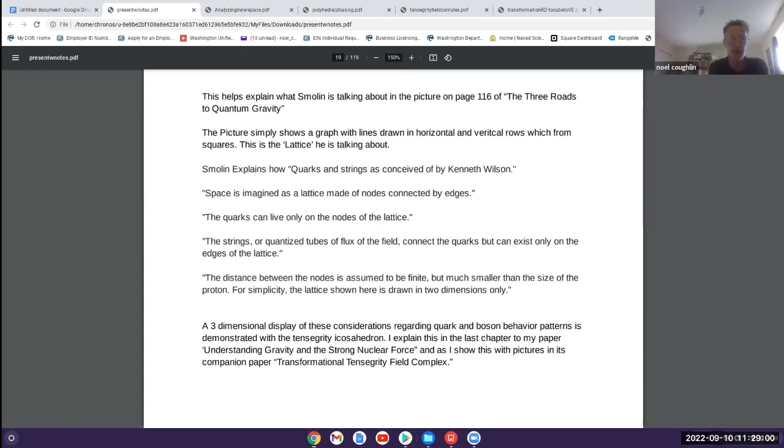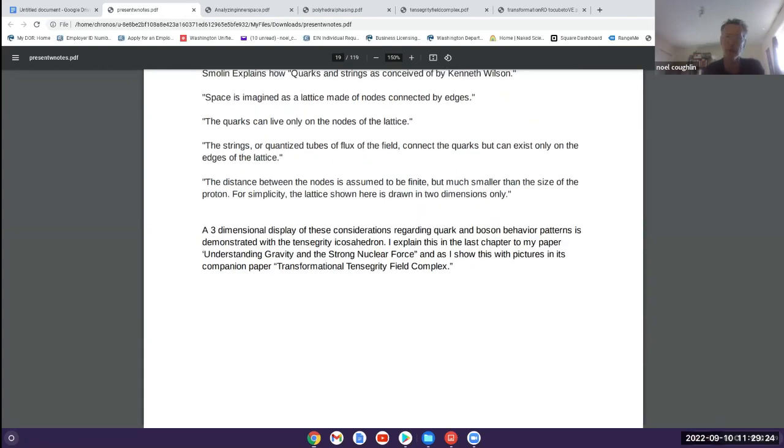Smolin explains, "Quarks and strings as conceived by Wilson, space is imagined as a lattice made of nodes connected by edges. The quarks can live only on the nodes of the lattice, or the vertexes of the lattice. See, the strings, or quantized tubes of flux of the field, connect the quarks, but can exist only on the edges of the lattice. The distance between the nodes is assumed to be finite, but much smaller than the size of the proton. For simplicity, the lattice shown here is drawn in 2 dimensions only."